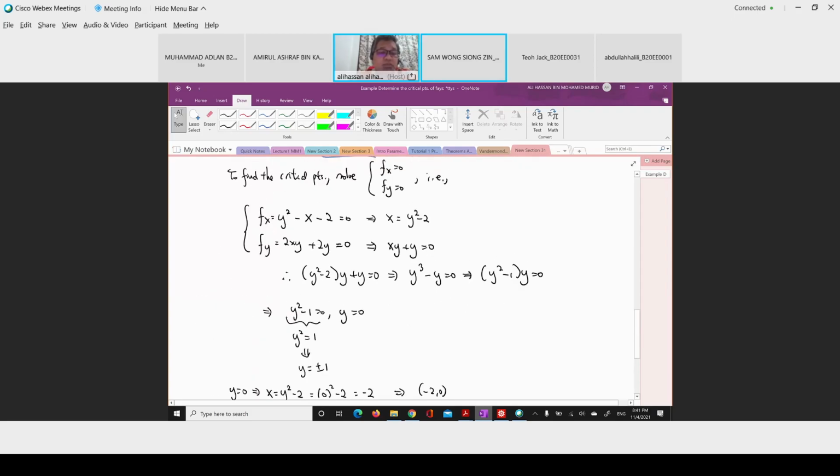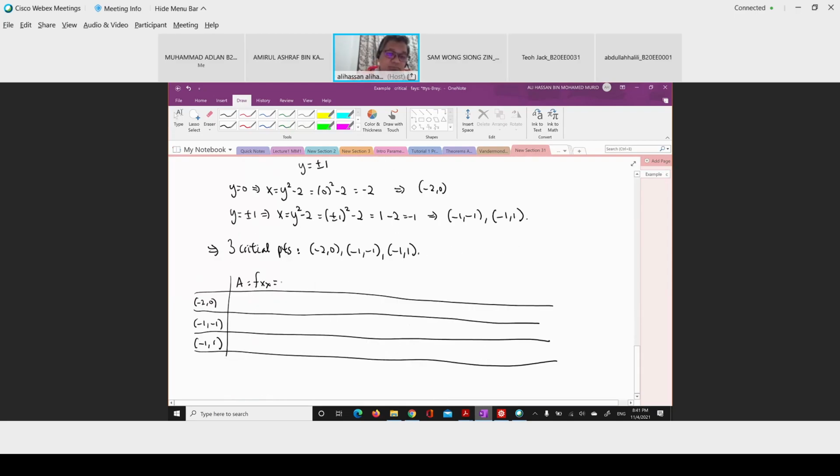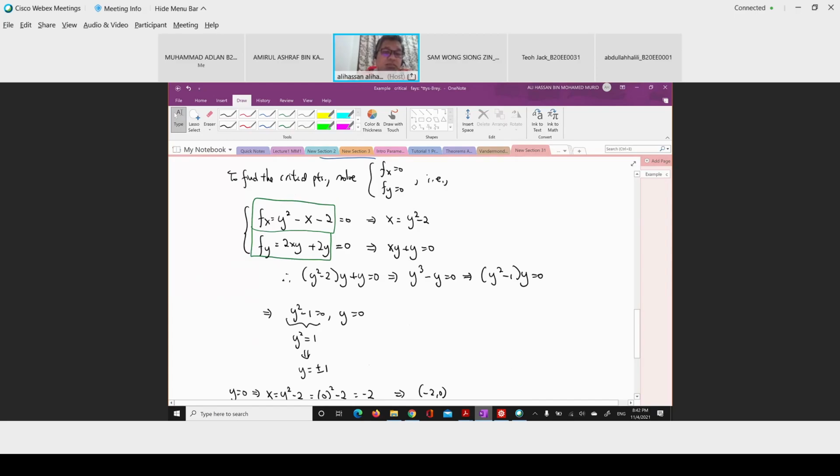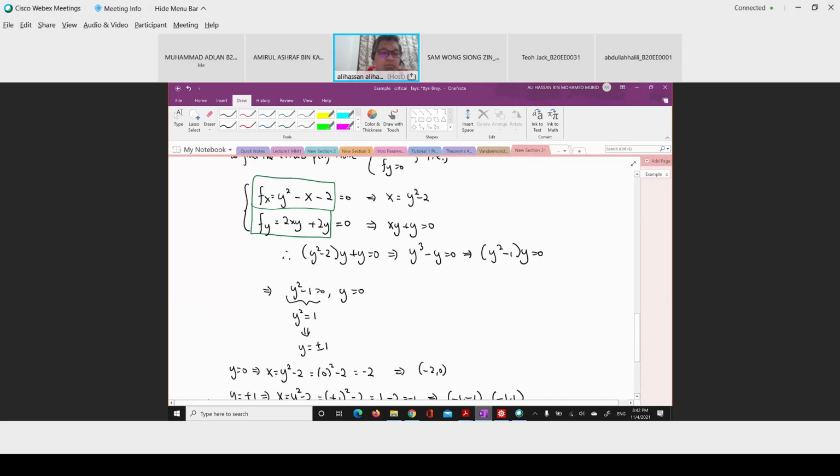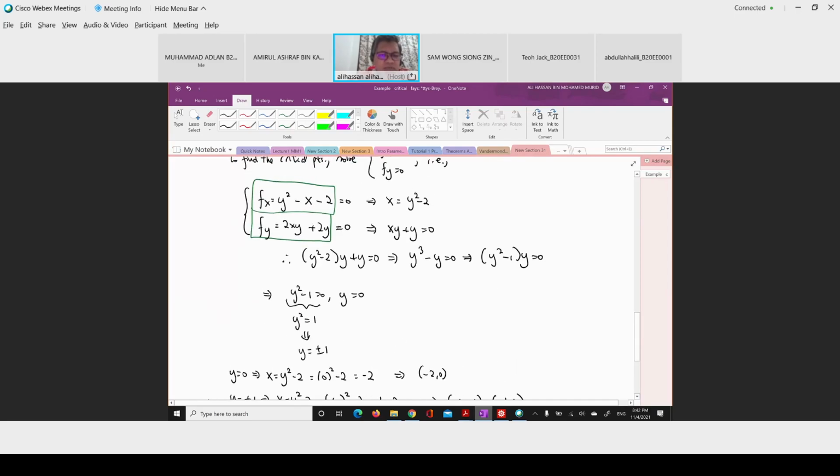Let's go back to this expression here. Negative 1. f partial x partial x is minus 1. Yes, that's correct. What about B, which is f partial x partial y? 2y, okay, 2y. And then C is f partial y partial y. What is f partial y partial y? 2x plus 2, right? Yes, 2x plus 2.